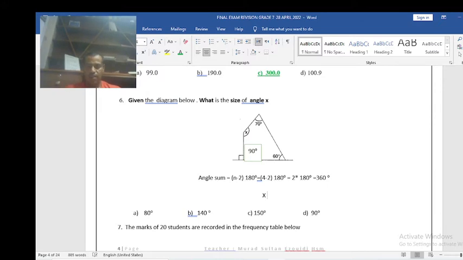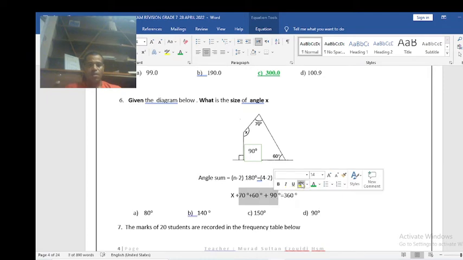I will write x plus 70, then plus 60, then plus 90 degrees, plus 90. Okay, should be equal to what? Equal to 360. Now just add all of these numbers.